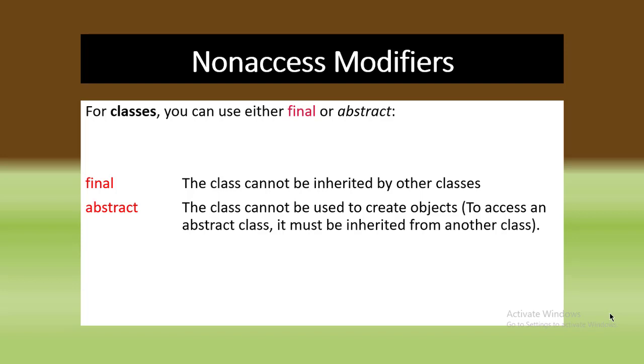The other non-access modifier for classes is abstract. When we declare a class as an abstract class, it cannot be used directly. It must be inherited from other classes. When we use the abstract keyword for classes, we can't create an object of this abstract class. To access this abstract class, we should inherit it by another class.